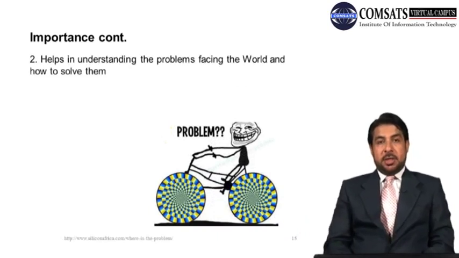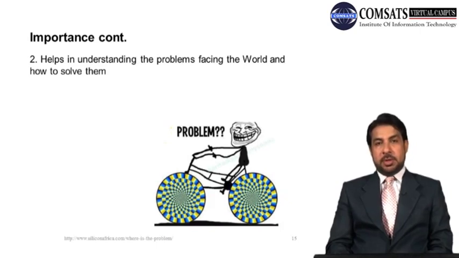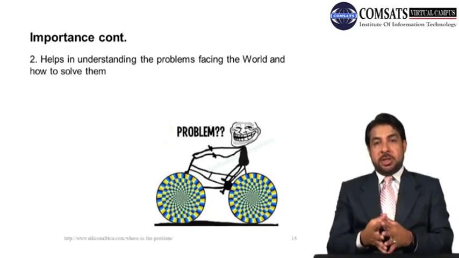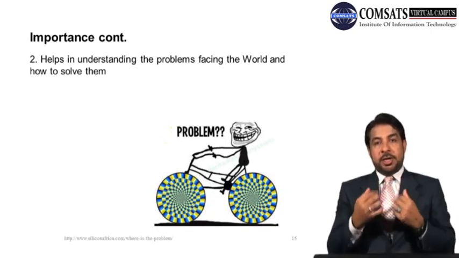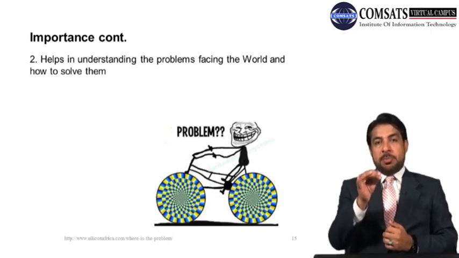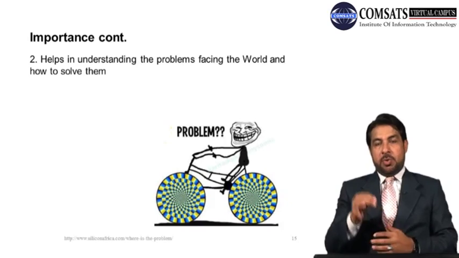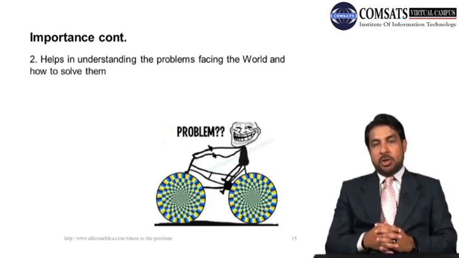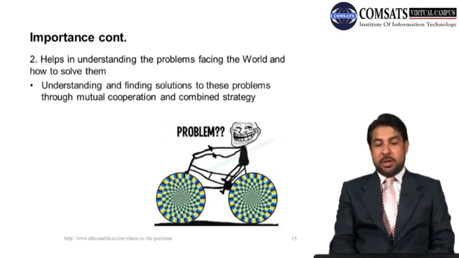The second, with the study of IR, we understand the problem facing the world, and we also then know how to solve them. Because when we study IR, then we are able to find the international problems. Not only our problems, because we can know our problems, but when we study about others, we also know how were those problems emerged in those states, and how we can avoid those kind of problems. And if there were problems in that part of the country, how would that country solve that problem? So all these strategies and these solutions can be achieved only through the study of IR.